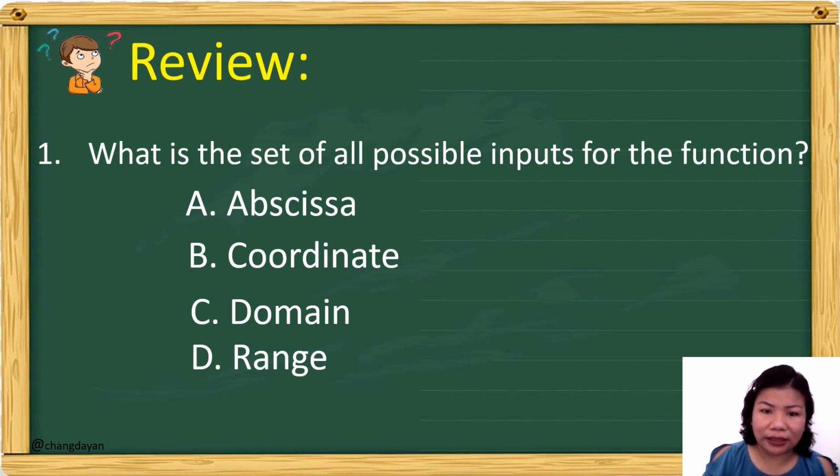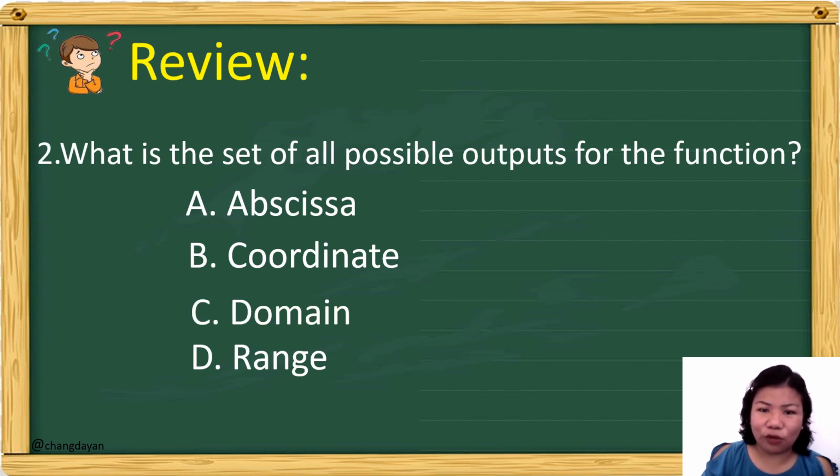What is the set of all possible inputs for the function? Letter A, abscissa. Letter B, coordinate. Letter C, domain. And letter D, range. Your 5 seconds starts now. Alright, the correct answer is domain.